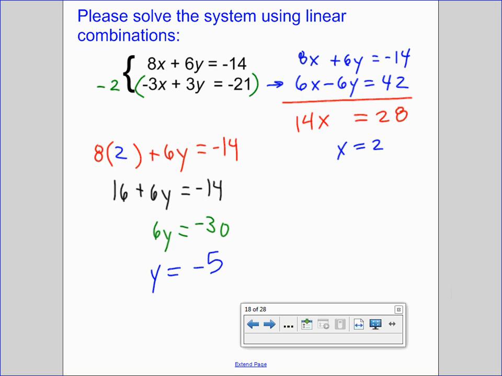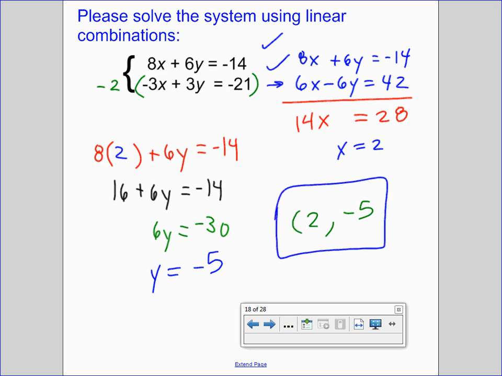I'm not so sure about this. So I'm going to write my answer as a point, and then I'm going to check it. 2, negative 5. Let's see. So 8 times 2 is 16. 16 plus a negative 30. Does that equal negative 14? Yeah. Negative 3 times 2 is negative 6. Plus 3 times negative 5 is negative 15. Does negative 6 plus a negative 15 equal negative 21? Yes, it does. No reason to worry.